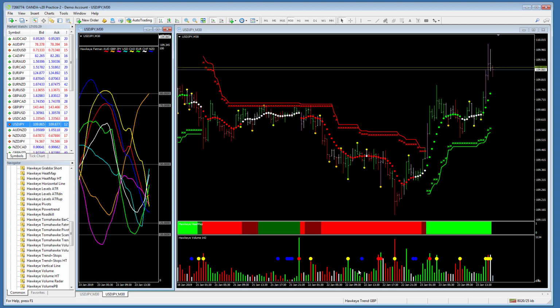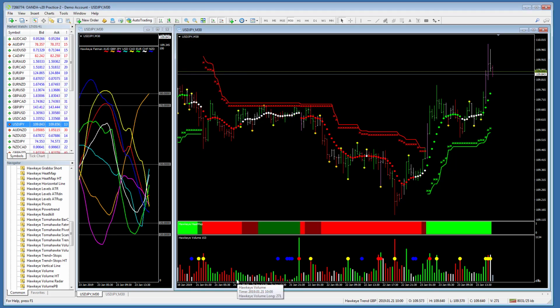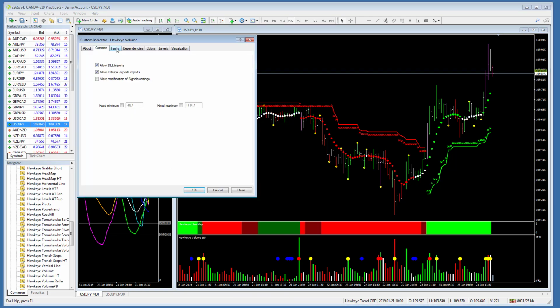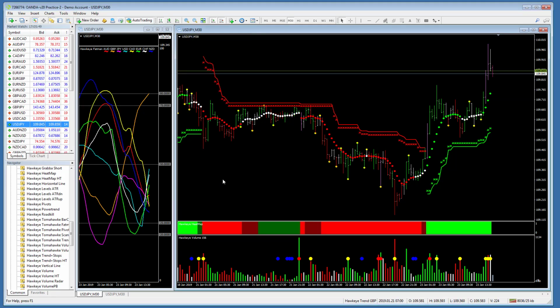All of the indicators have specific inputs to them. Some of them don't have any inputs. For example, the heat map, all you have to do is just turn the alerts on or off or calculate on every tick. So there's really no inputs necessary. The same with the volume. There's really no inputs that you need to be able to control on that, so you don't have to worry about it.